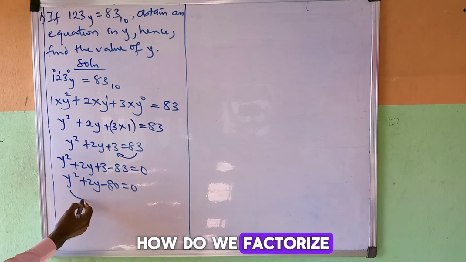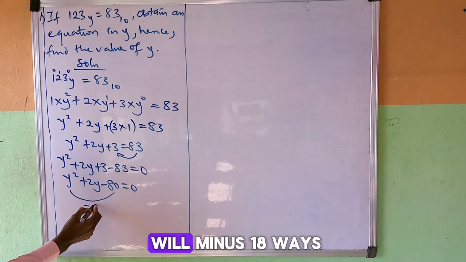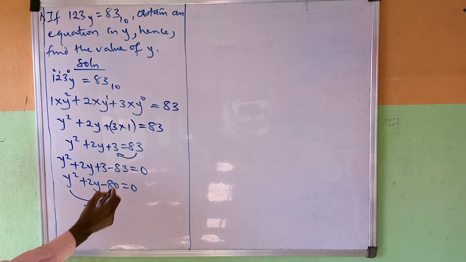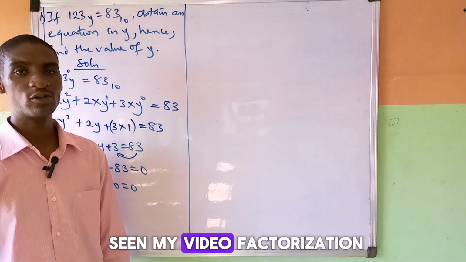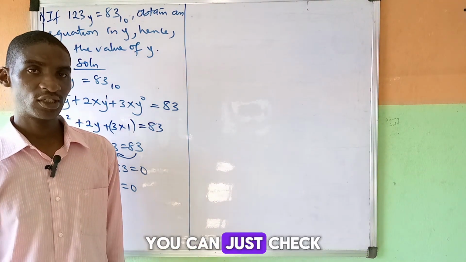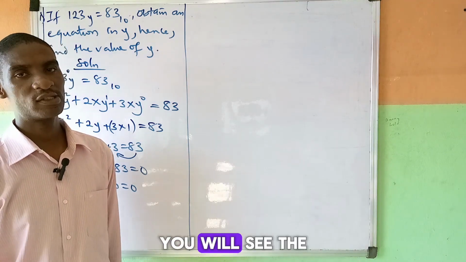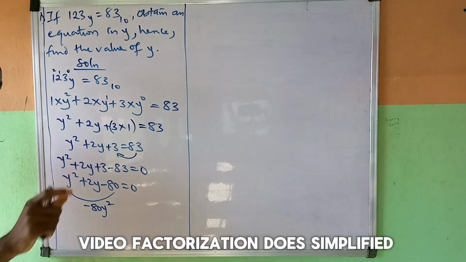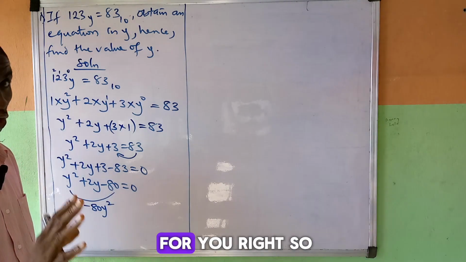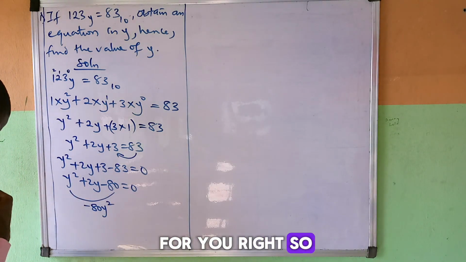How do we factorize? Multiply this and this, we have minus 80y squared. If you have not seen my video on factorization, you can just check our channel. You will see the video on factorization. It has been simplified for you.